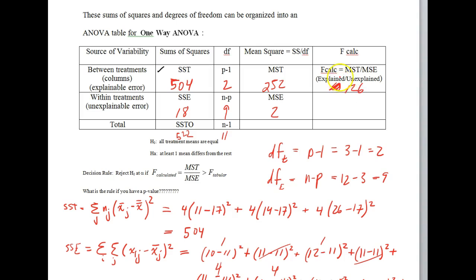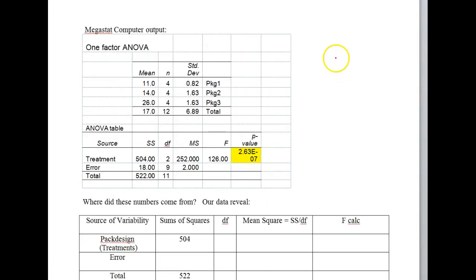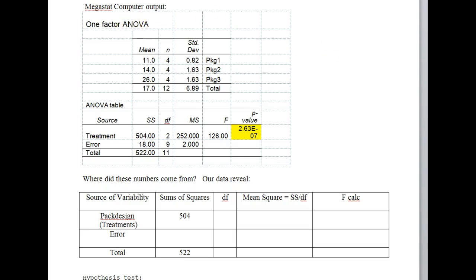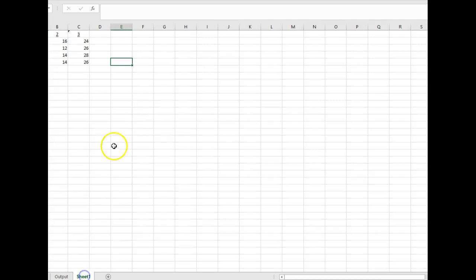So that's that. That's how you run ANOVA. Okay, so let's check and make sure our answers are correct. We go over to our output page. This is our MegaStat output. If you would like to learn how to do this, I guess let's do that real quick.